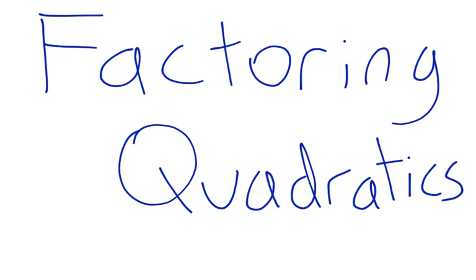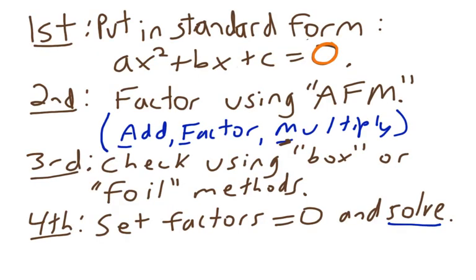All right, we're going to learn how to factor quadratics. There are 4 steps that you need to remember. The first step, put it in standard form. And standard form is just ax squared plus bx plus c equals 0. So the key really here is it's got to be set equal to 0.